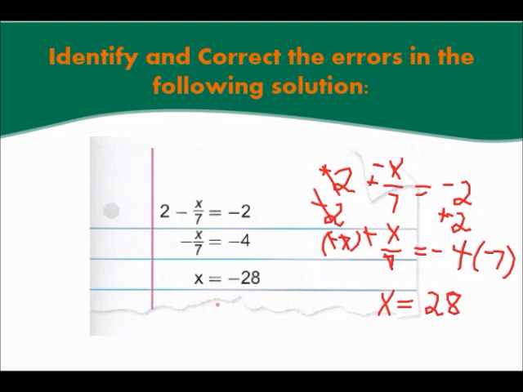Now I'm going to look to see what they did incorrectly here. When they multiplied negative 7 on both sides, they came up with negative 28. So here is our error, and you would write a sentence that says, this solution is incorrect because their last step, and so on. They came up with negative 28 when it should be positive 28.